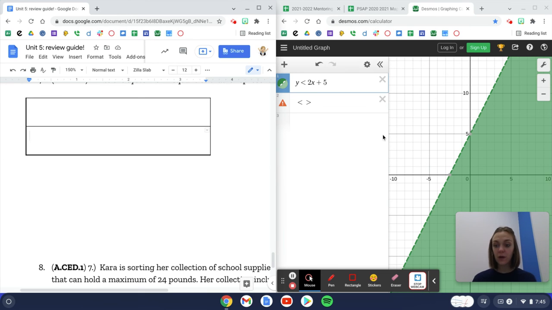Make sure you know how to do this problem because you're going to see something similar on the test. So make sure you know how to do this, that you understand how I got these answers, because you'll see something similar.